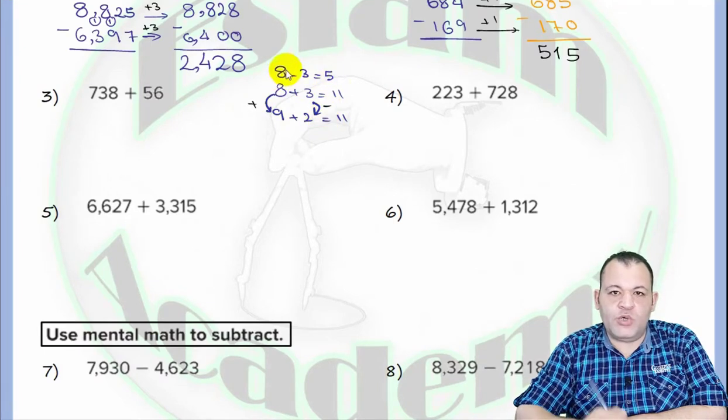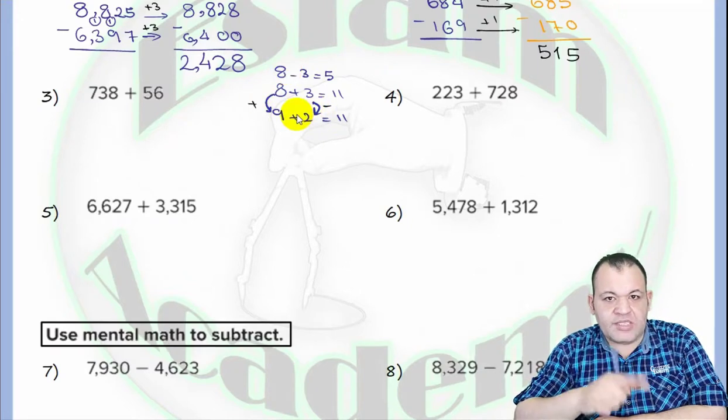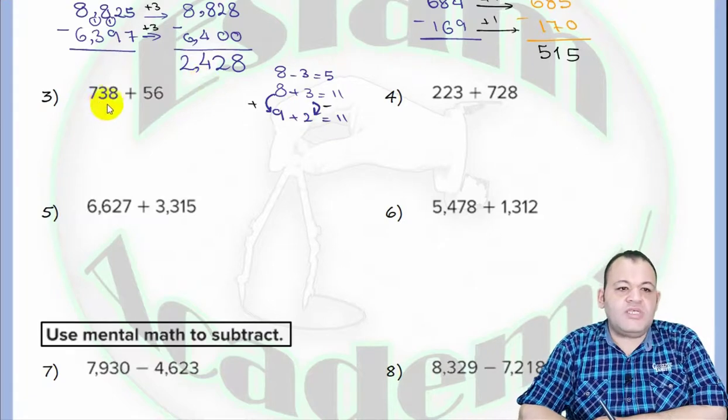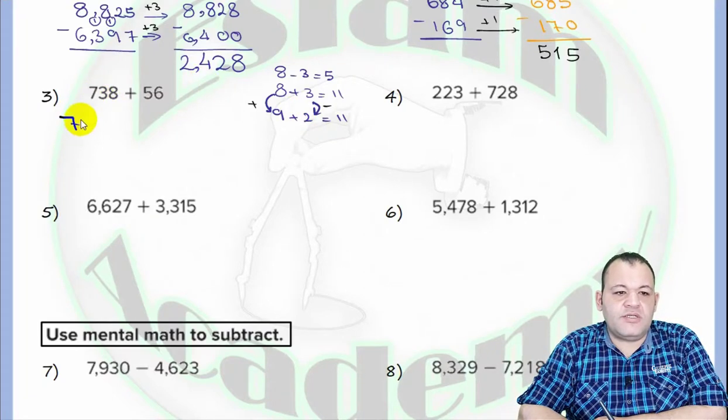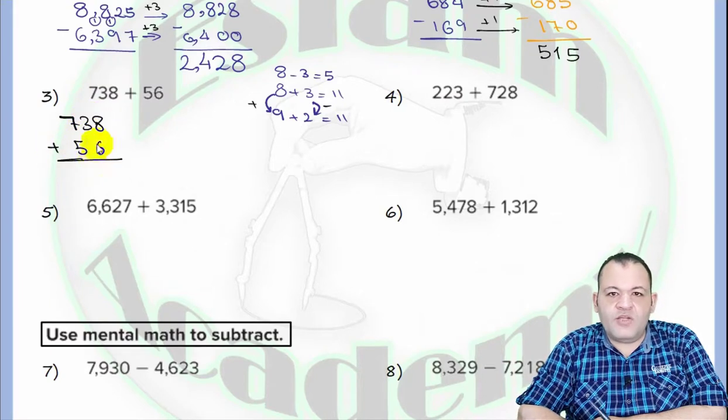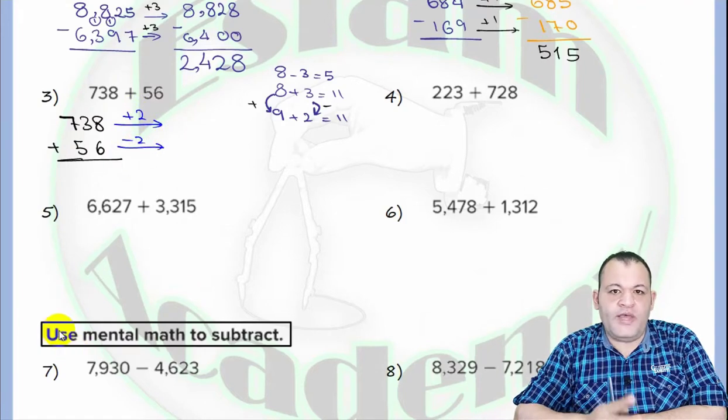So for the first one we add and for the second one we subtract. But for subtraction, you need to add to both sides or subtract from both sides. In addition, add to one side and subtract from the other side. So in this case, we have 738 plus 56. To complete, find which one is closest to 10. The one which is close to 10 or 100 is 8. 8 is close to 10, more than 6, by adding 2. Because you add 2 to the first one, you will subtract 2 from the second one. In subtraction, we add to the two numbers or subtract from the two numbers. But in addition, you add to one number and subtract from the other one.